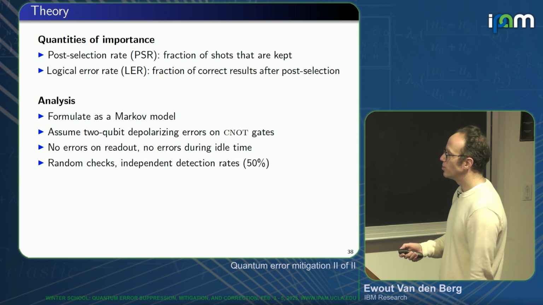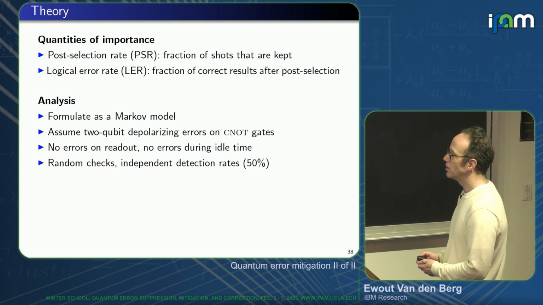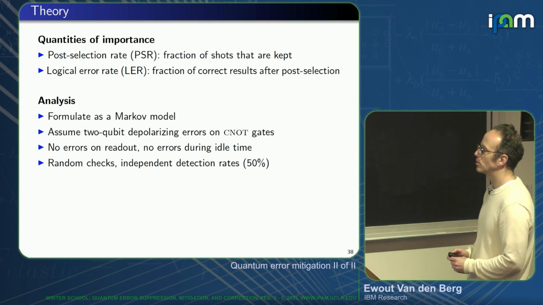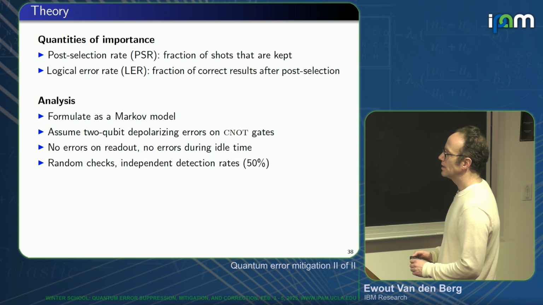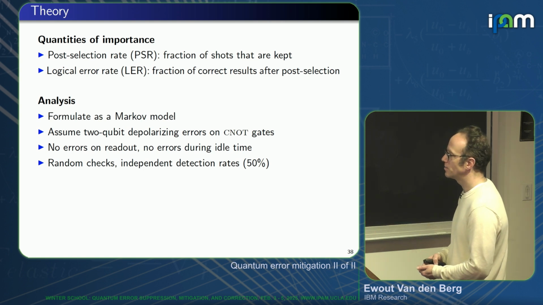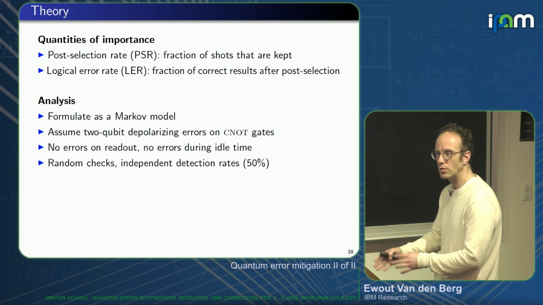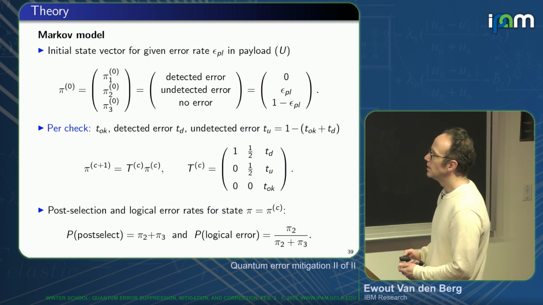So to analyze this model, we formulated it as a Markov model. We just assume two-qubit depolarizing errors on CNOT gates, and no errors right now on the readout or during the idle time. And for Pauli checks, because we sample them at random, we just say there's an independent detection rate of 50% per check on the error, so there's no correlations there.